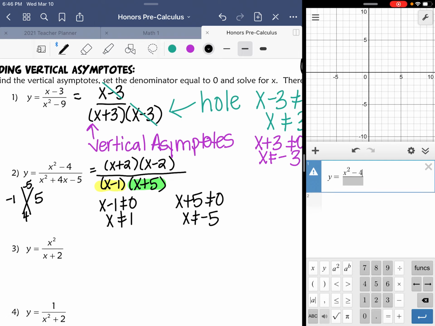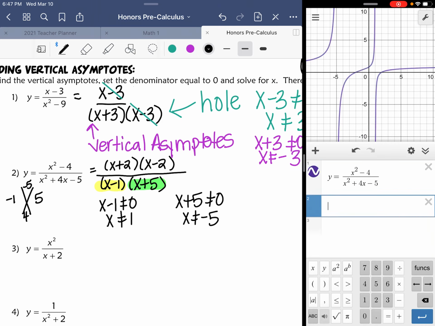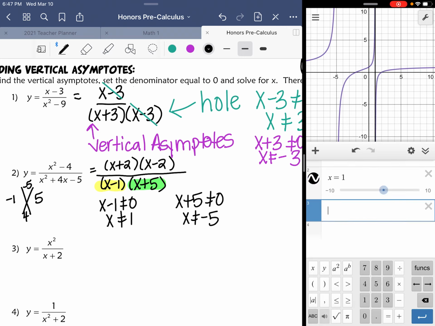So if I do x squared minus 4, and then I have x squared plus 4x minus 5, I can see that I have a vertical asymptote at x equals negative 1. Sorry, that should be positive 1. And x equals negative 5. And that does occur there. I do not have any holes in this problem. And we will learn about a few more things as far as x-intercepts.